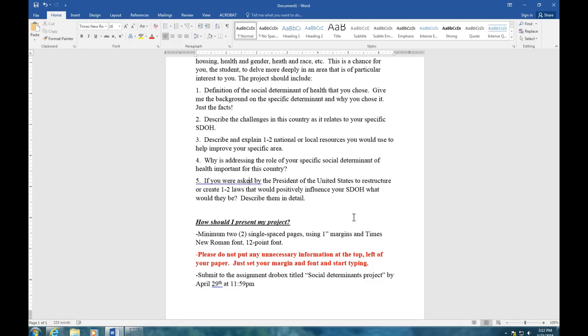If you want to label your sections, so number 1, and then you start typing, you most certainly can do that as well. But I don't need any of that unnecessary information. It's just really page filler. That's all it is. And I'm not looking for page filler. I'm looking for content in your paper.